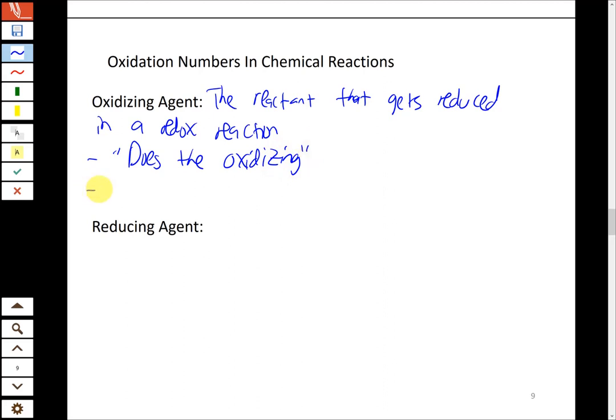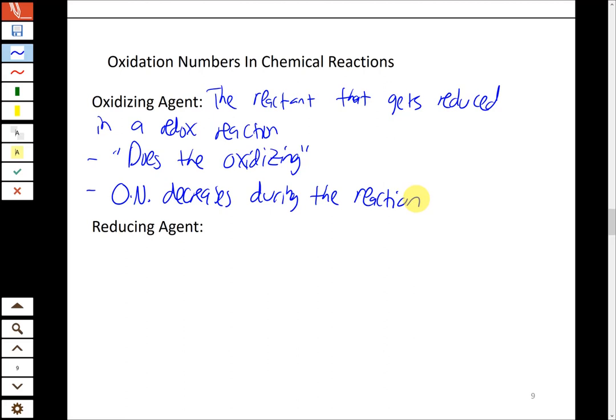Now, how do we identify that in a chemical reaction? Well, this is where oxidation numbers are going to help us. If you have something on the reactant side and the product side, you compare the oxidation numbers. If the oxidation number decreases during the reaction, that's going to identify it as the oxidizing agent. So that will be the one that gets reduced, the one where the oxidation number gets smaller during the reaction.